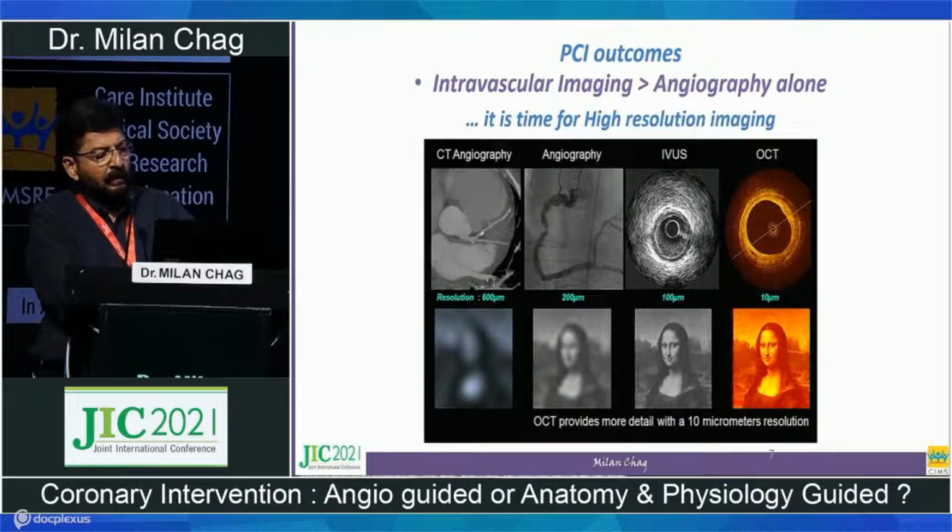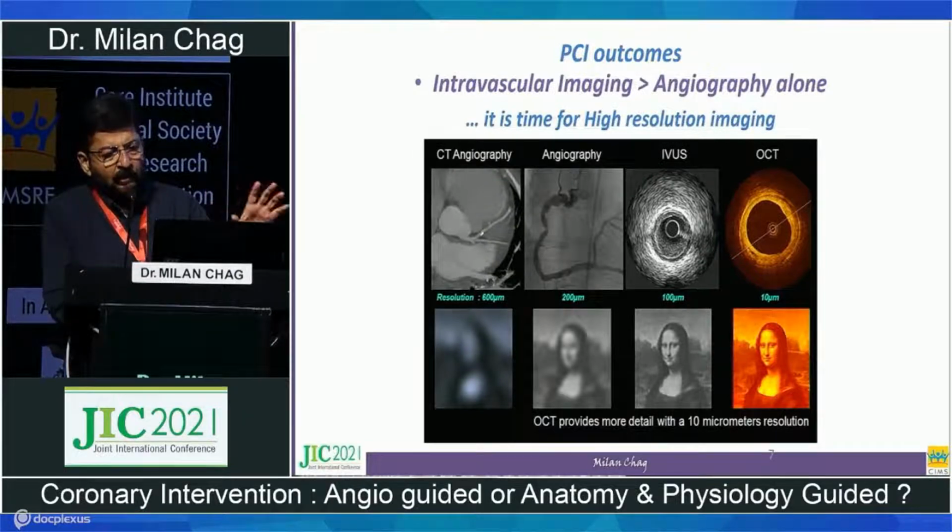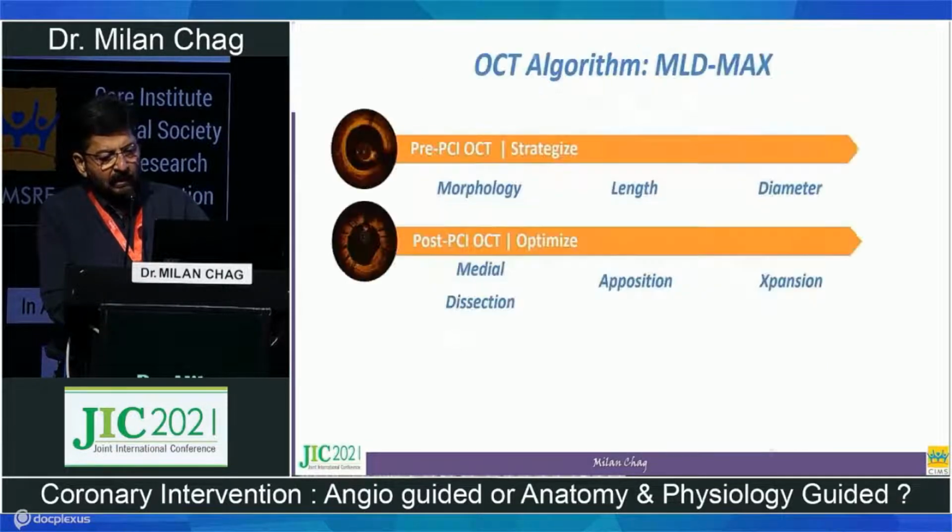Just for comparison, when you are using CT angiography, your resolution is 600 micron. If you do invasive angiography, your resolution is 200 micron. When you use IVUS, it is 100 micron, and when you use OCT, it is 10 micron. So it is very, very high resolution imaging, at present available in clinical practice.